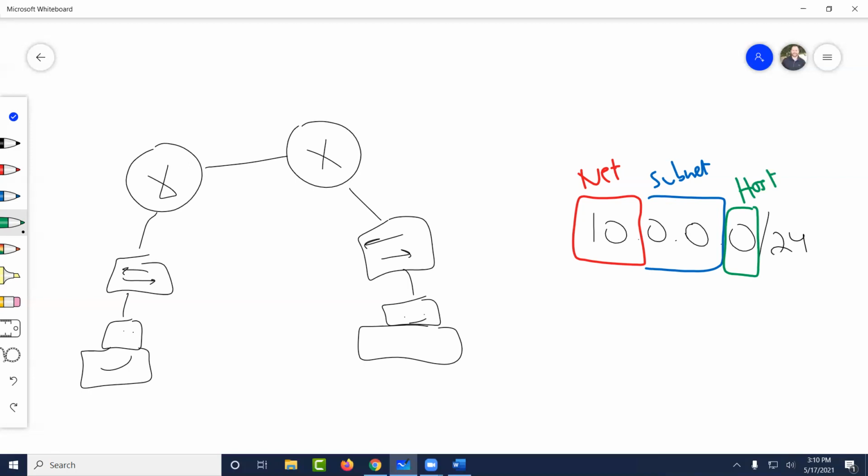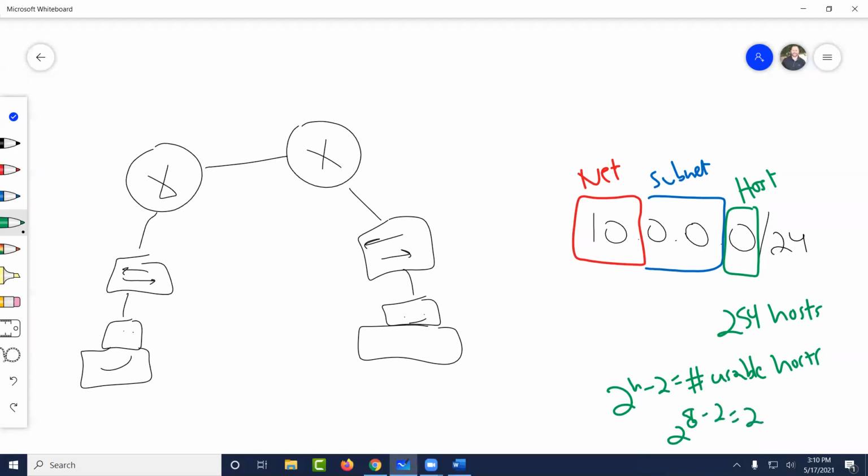So this is still a single network of 254 hosts. Remember that formula I gave you last week? 2 to the h minus 2 equals the number of usable hosts. So we had 8 host bits: 2 to the 8 minus 2 equals 254 hosts. So we've got a single network of 254 hosts.